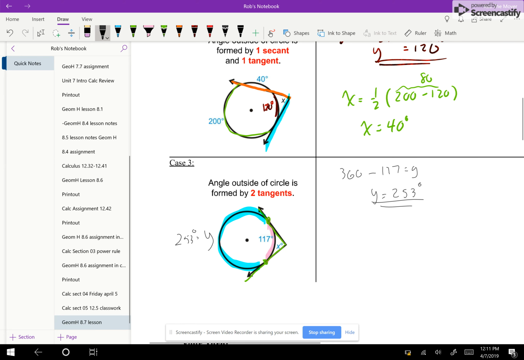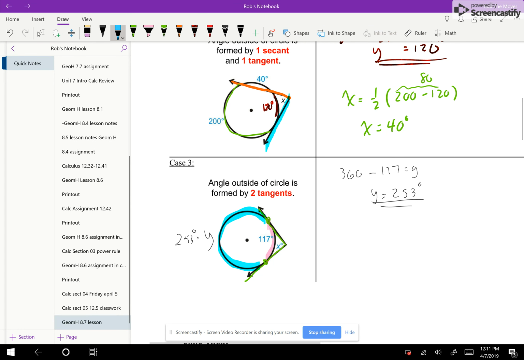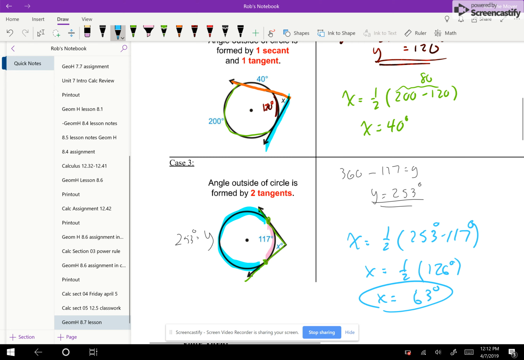So if that is the blue arc, the same formula holds, and I'm able to find X by taking 1/2 the measure of 253 minus 117, which is 1/2 of 136, I believe. These are all degrees. So X is 1/2 of 126, which is 63 degrees.